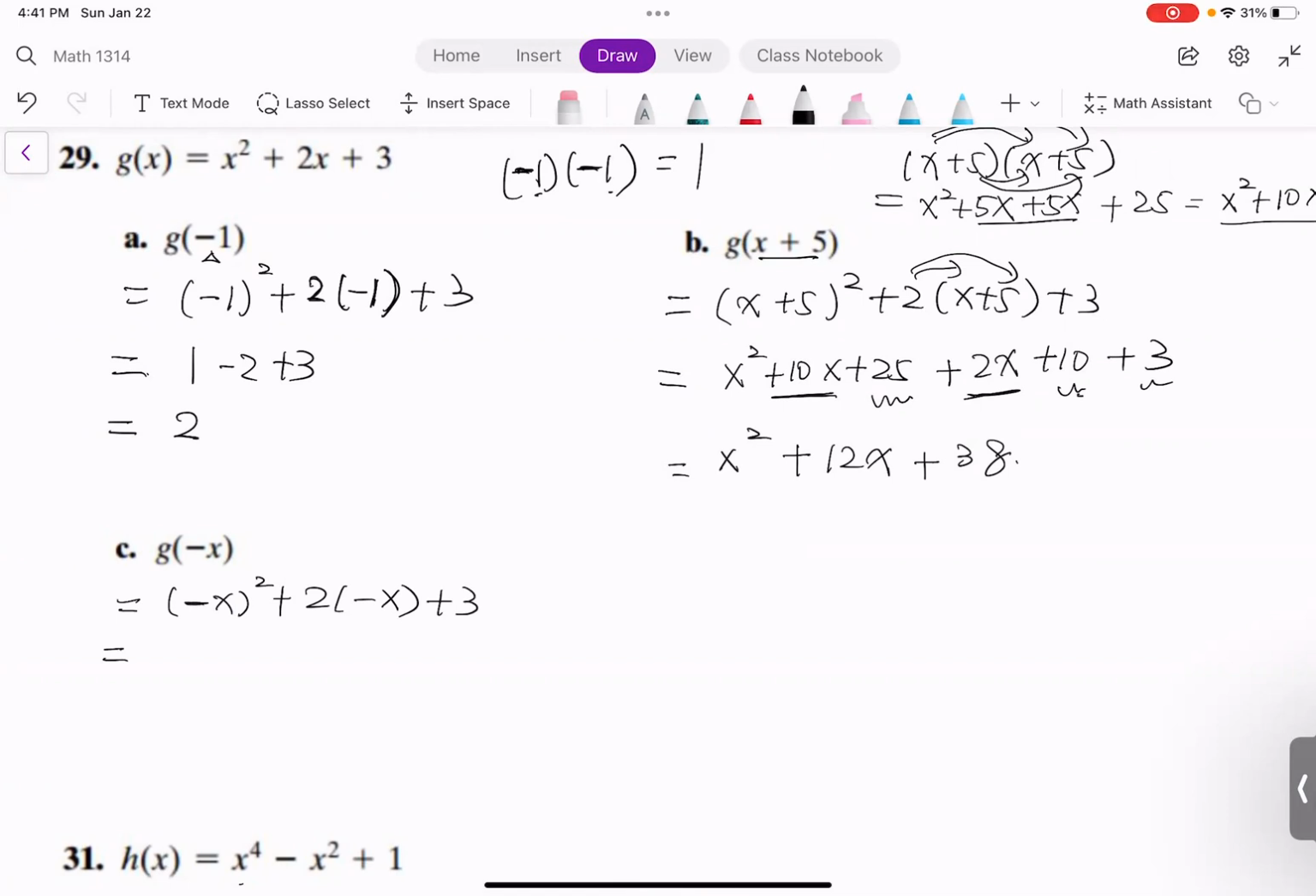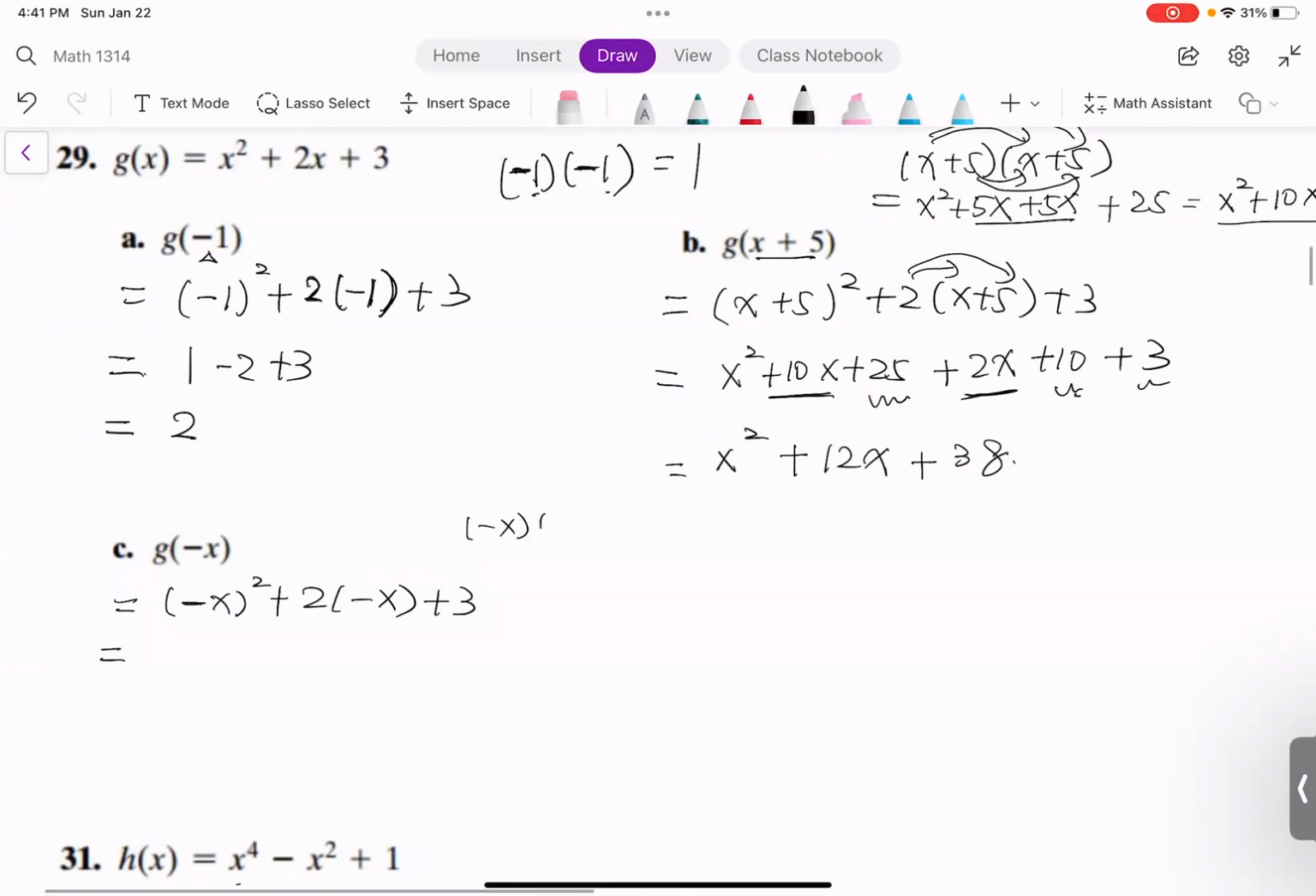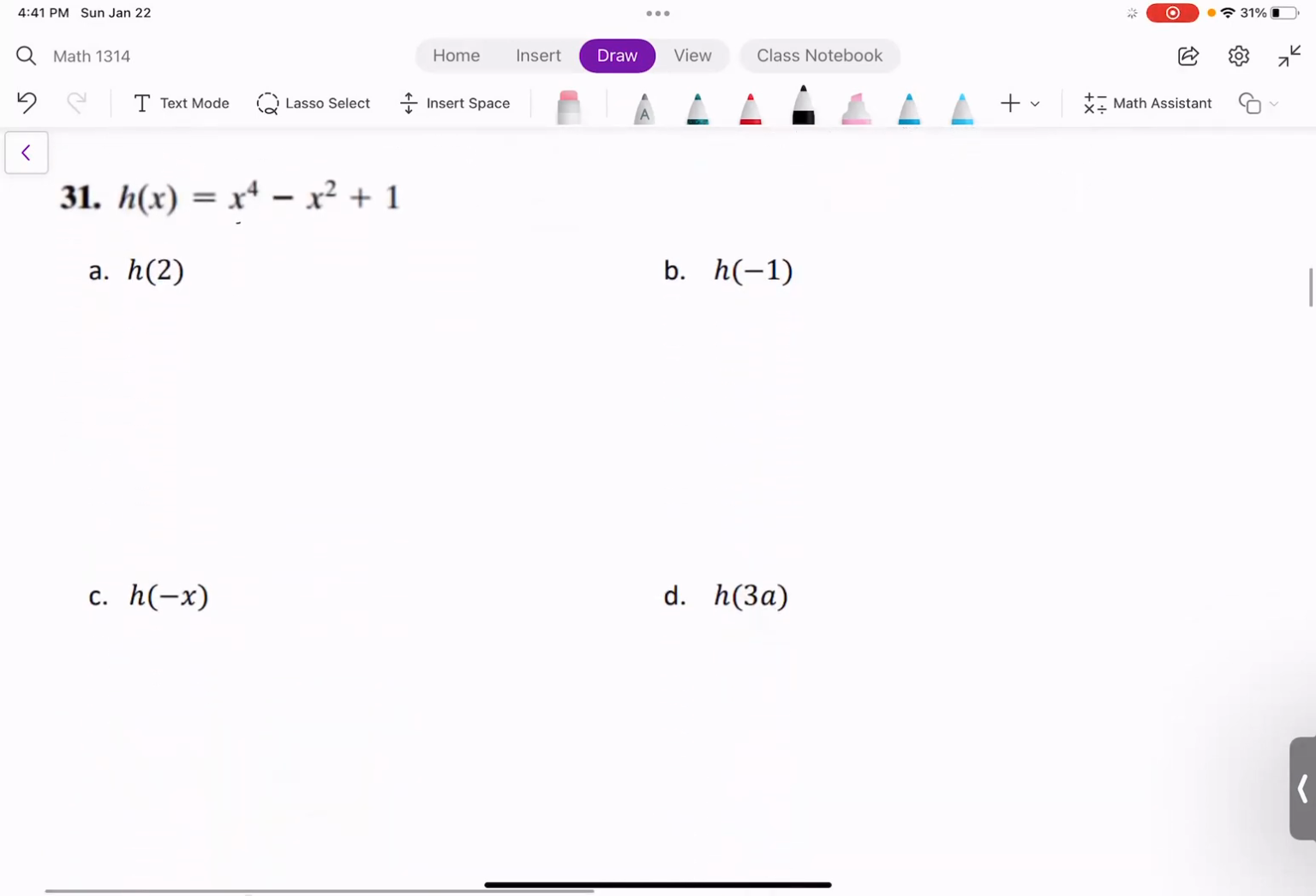Negative x squared means negative x times negative x. That's positive x squared. And 2 times negative 1 is negative 2x plus 3. Okay, let's see next example.